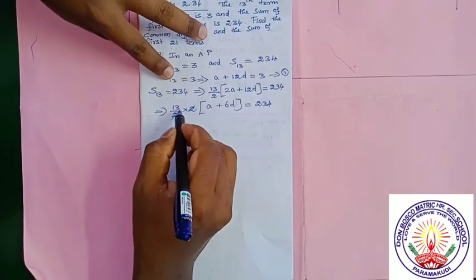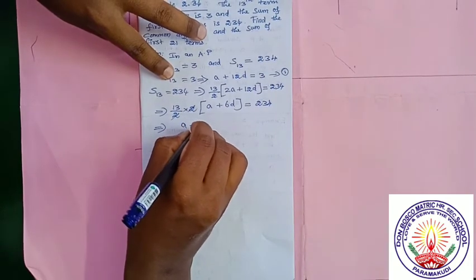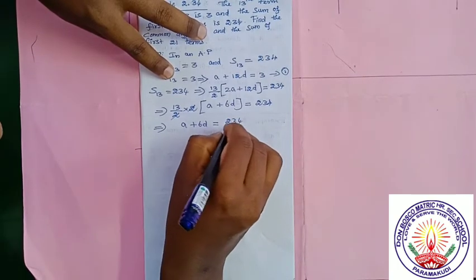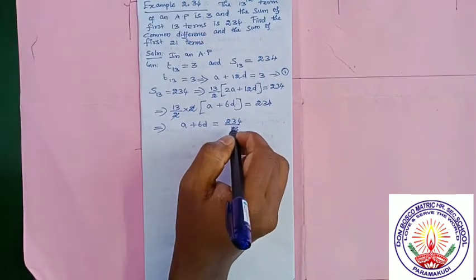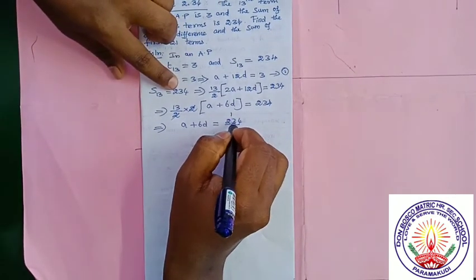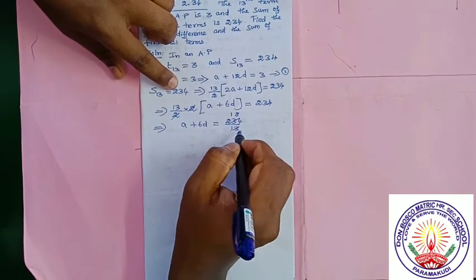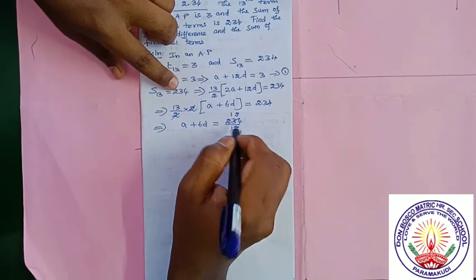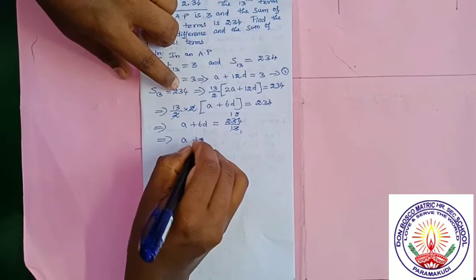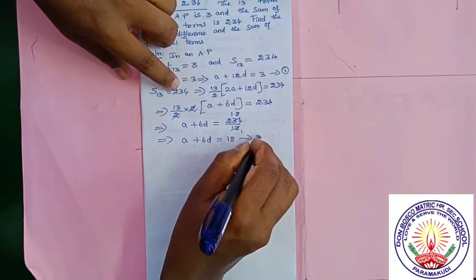We need this equation. So bring this 13 to the other hand side, which implies A plus 6D is equal to 234 divided by 13. So cancel by 13 table. 13 ones are 13, remaining 10. 104, 8 13s are 104. So 18 13s are 234. So this implies A plus 6D is equal to 18. Let us take it as equation number 2.